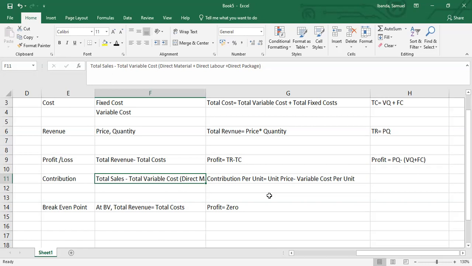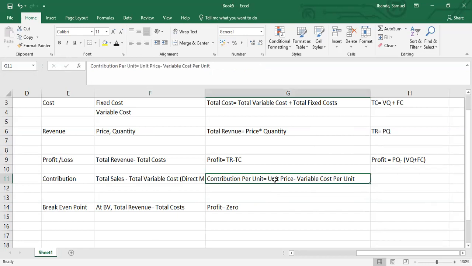So contribution is only looking at total sales revenue less your total variable costs. And that is if you are looking at total contribution. If you are getting down to contribution per unit, we look at the unit price less the variable cost per unit. And I've indicated what variable costs mean. You get it. The direct material, the direct labor, and other direct costs that you might have there. Yeah. So it's very important.